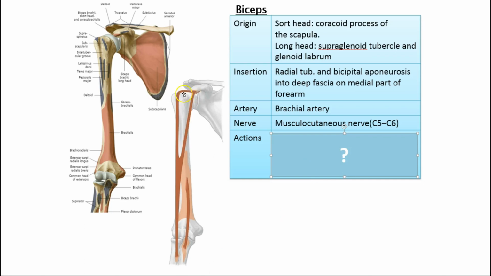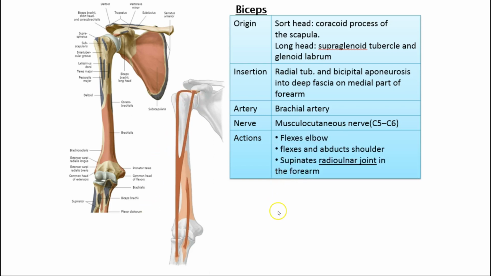Now remember, both of these heads are also crossing at the glenohumeral joint. It crosses anterior to the glenohumeral joint, so it's going to be a flexor of the shoulder, or flexor of the glenohumeral joint. But also note that this long head especially is somewhat lateral to the glenohumeral joint, so it could also act as a very mild abductor, but that's of much lesser importance than the flexion of the shoulder. So let's see what we have here. We have elbow flexion, we have flexion of the shoulder, and then we have the supination of the radioulnar joint.